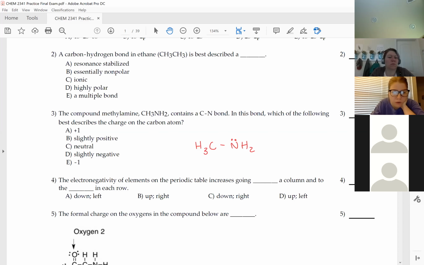How many bonds does the carbon have? Four. So it's happy. It's definitely not positive or negative. I was looking at the nitrogen. Sorry, I was.